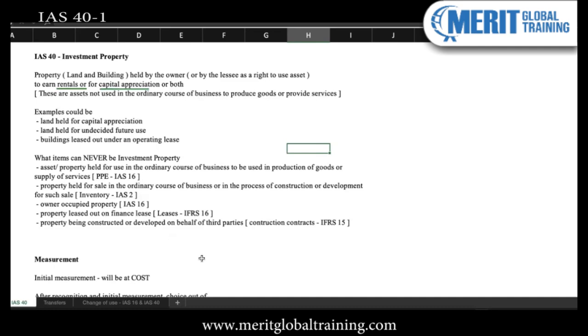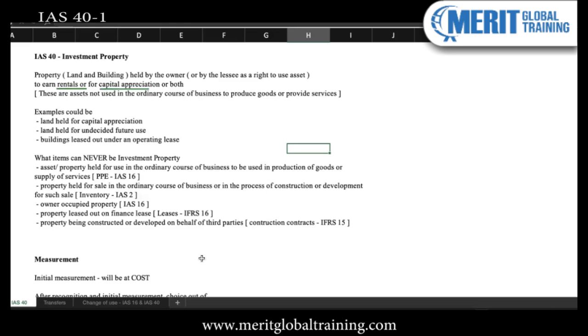The second is property held for sale in the ordinary course of business or in the process of construction or development for such sale. Whenever we talk of inventory, the idea is that these are items which have been acquired with an intention to resell. They are not acquired for current use, and not with a long-term perspective of earning rentals. The objective is to acquire properties with an intention to resell them. So properties which are in the process of construction or development for such sale are all classified as inventory. They cannot be classified as investment property.